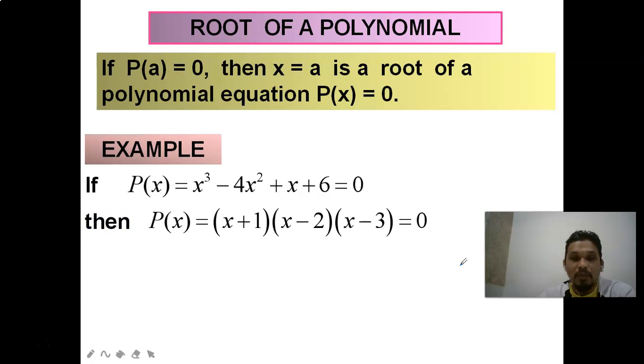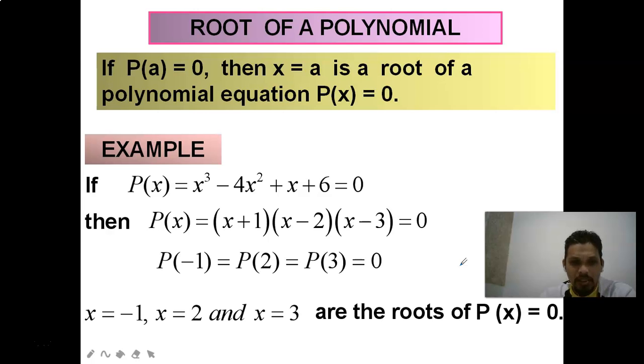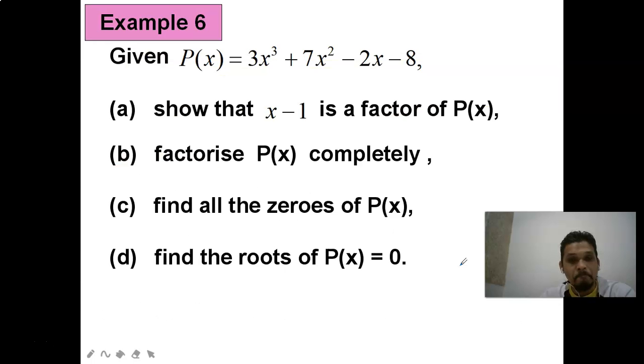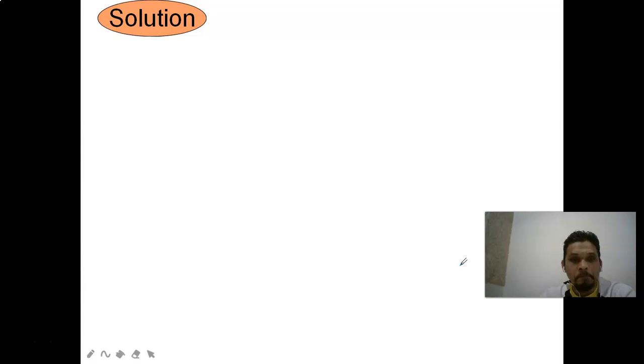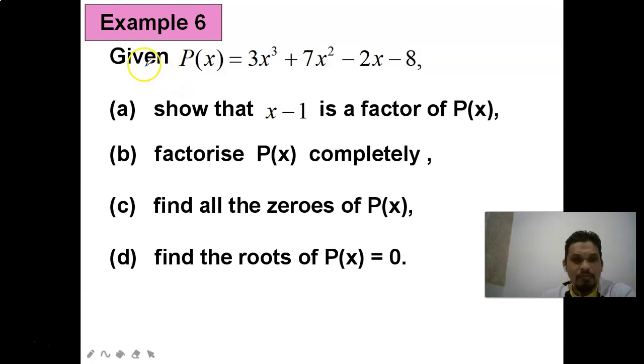And the roots of P(x): given a polynomial P(x) equal to 0, where we factorize, as you see here, we come to the conclusion that x equals negative 1, x equals 2, and x equals 3 are the roots of the polynomial P(x). Okay, so let's take a look at an example here. Given P(x), show that x minus 1 is a factor, factorize completely, find all the zeros, and find the roots of P(x).